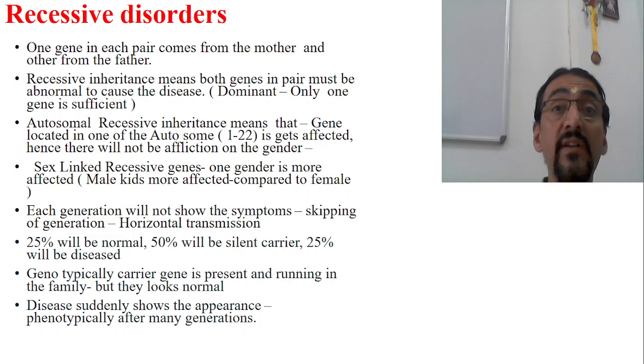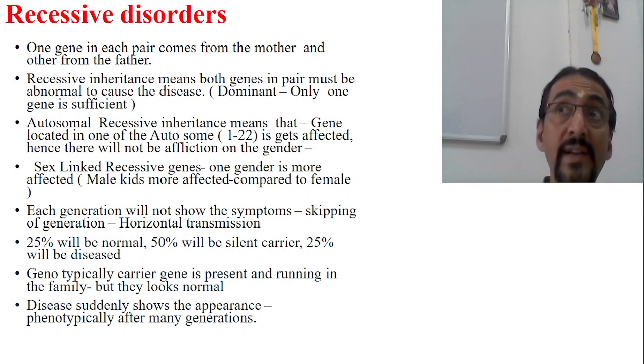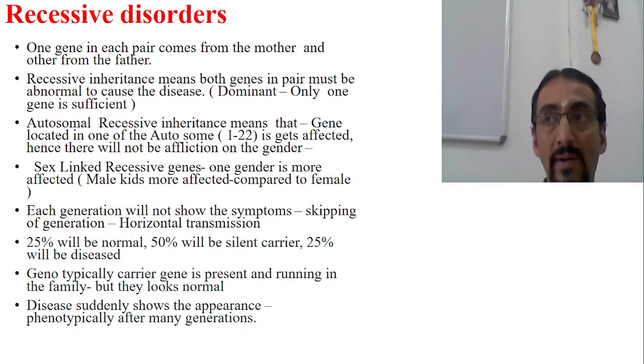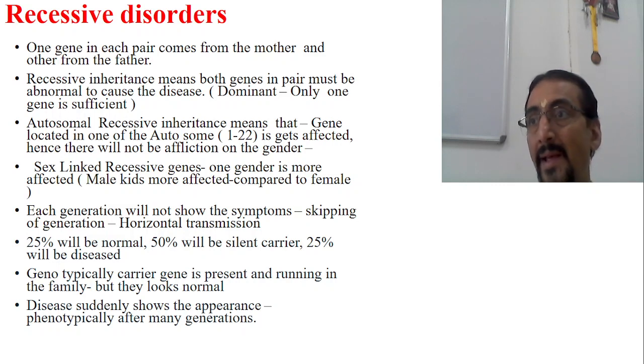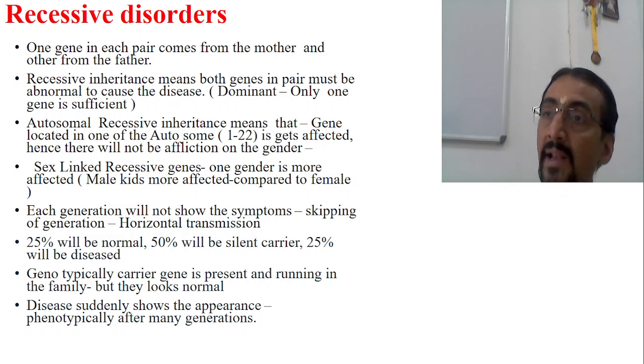But if we talk about X-linked recessive genes, the same recessiveness can also occur in the X-linked. In an X-linked recessive disorder, if the change happens in the X chromosome, one gender will be more affected than the other. Most commonly, X-linked recessive disorders are more common in male kids. Why? Because male means only X and Y. Female means X and X, isn't it? So in the female, if one gene on one X chromosome is mutant, no problem. There is another X, so that will do the function.